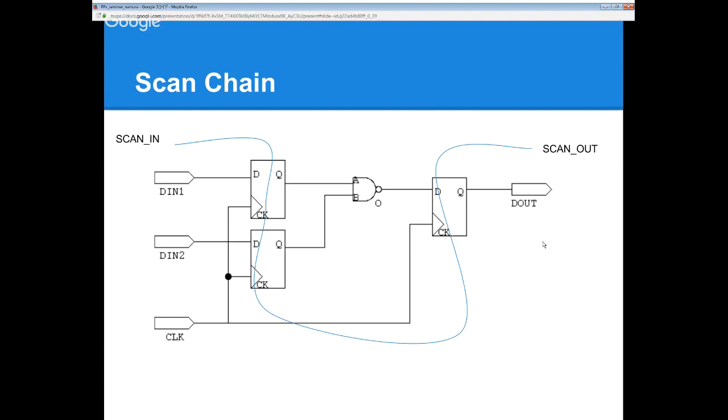So we will implement some circuit for the test. That's called design for test. Basically, we connect every memory element into one single chain. With this chain, we can control every memory element inside the ASIC, inside the chip.